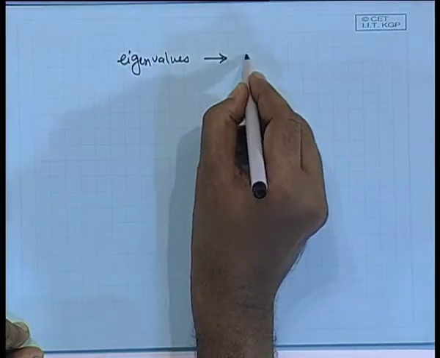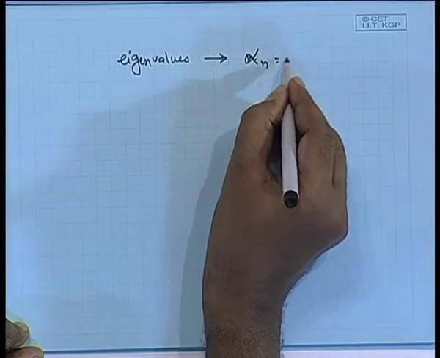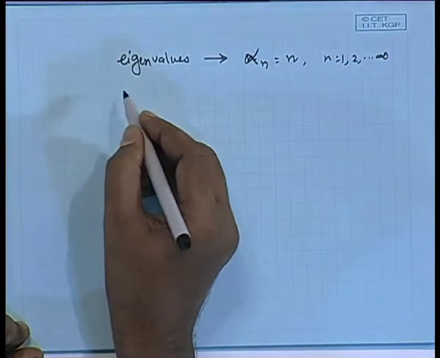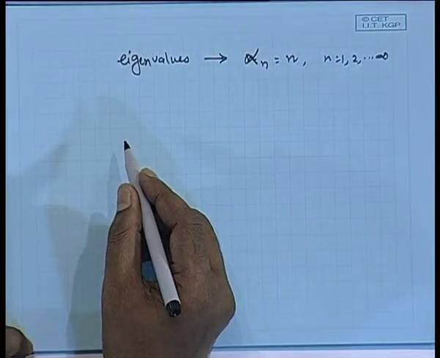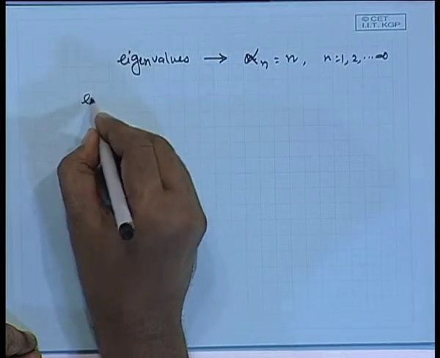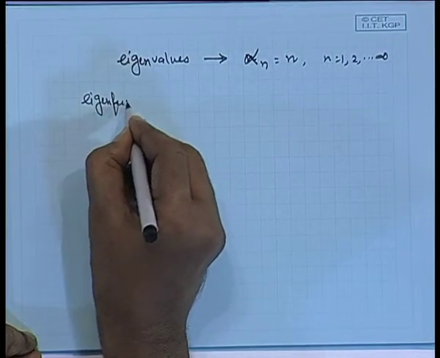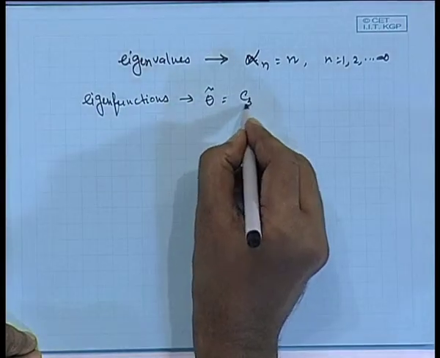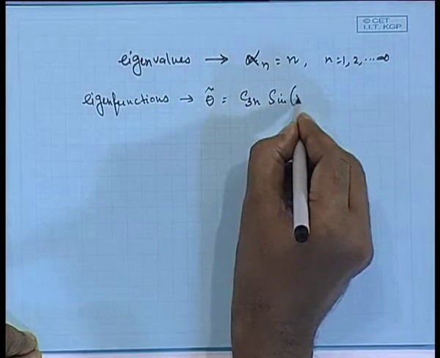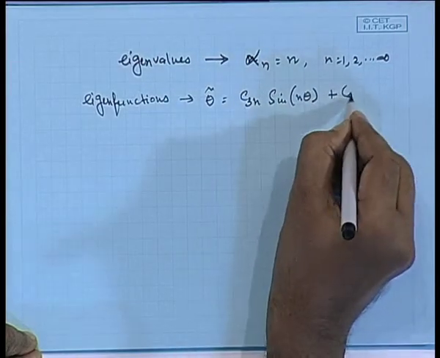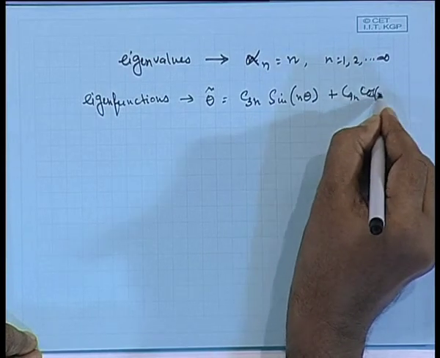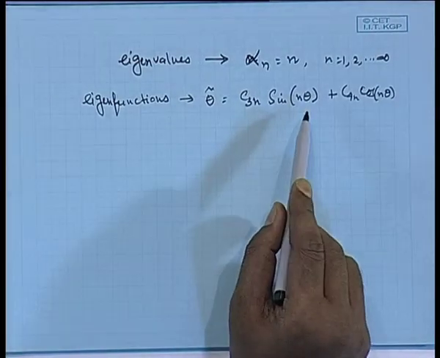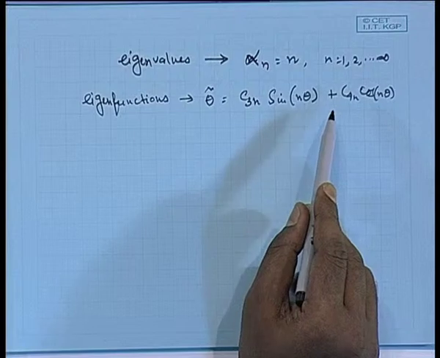The eigenvalues become n, that means alpha n becomes n, where n runs from 1 to infinity, and the corresponding eigenfunctions will be a composite function of sine and cosine functions. Theta hat will become C3n sine n theta plus C4n cosine n theta.